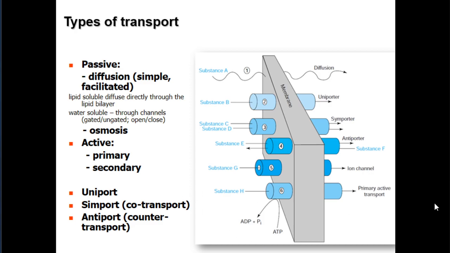While active transport requires energy, it happens against the concentration gradient, and it requires a carrier protein, and it could be divided into primary and secondary. Another classification includes uniport, transport of a single substance, symport or co-transport, two substances in the same direction, antiport or counter-transport, substances in opposite directions.